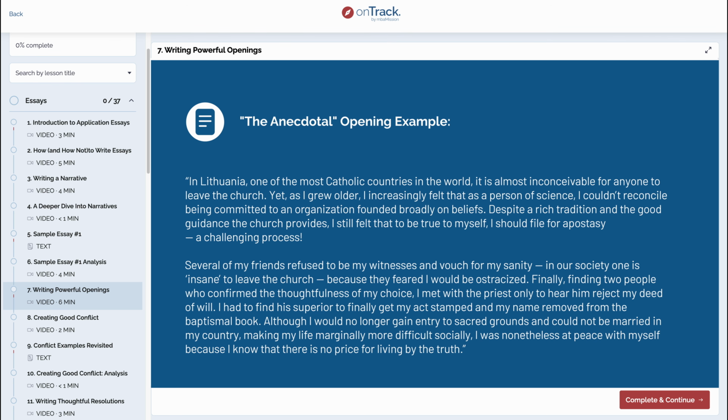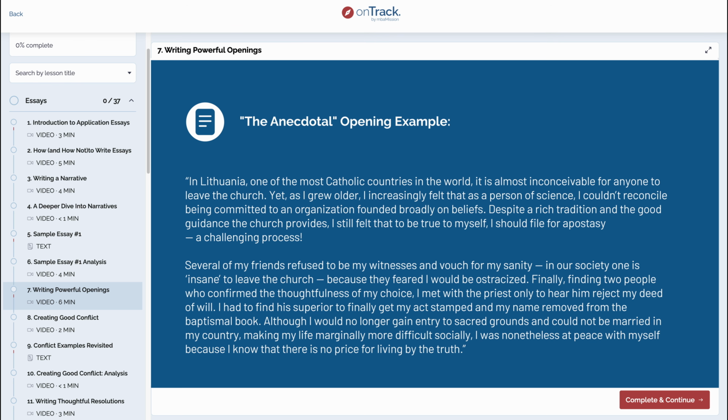Several of my friends refused to be my witness and vouched for my sanity. In our society, one is insane to leave the church because they feared I would be ostracized. Finally, finding 2 people who confirmed the thoughtfulness of my choice, I met with the priest only to hear him reject my deed of will.